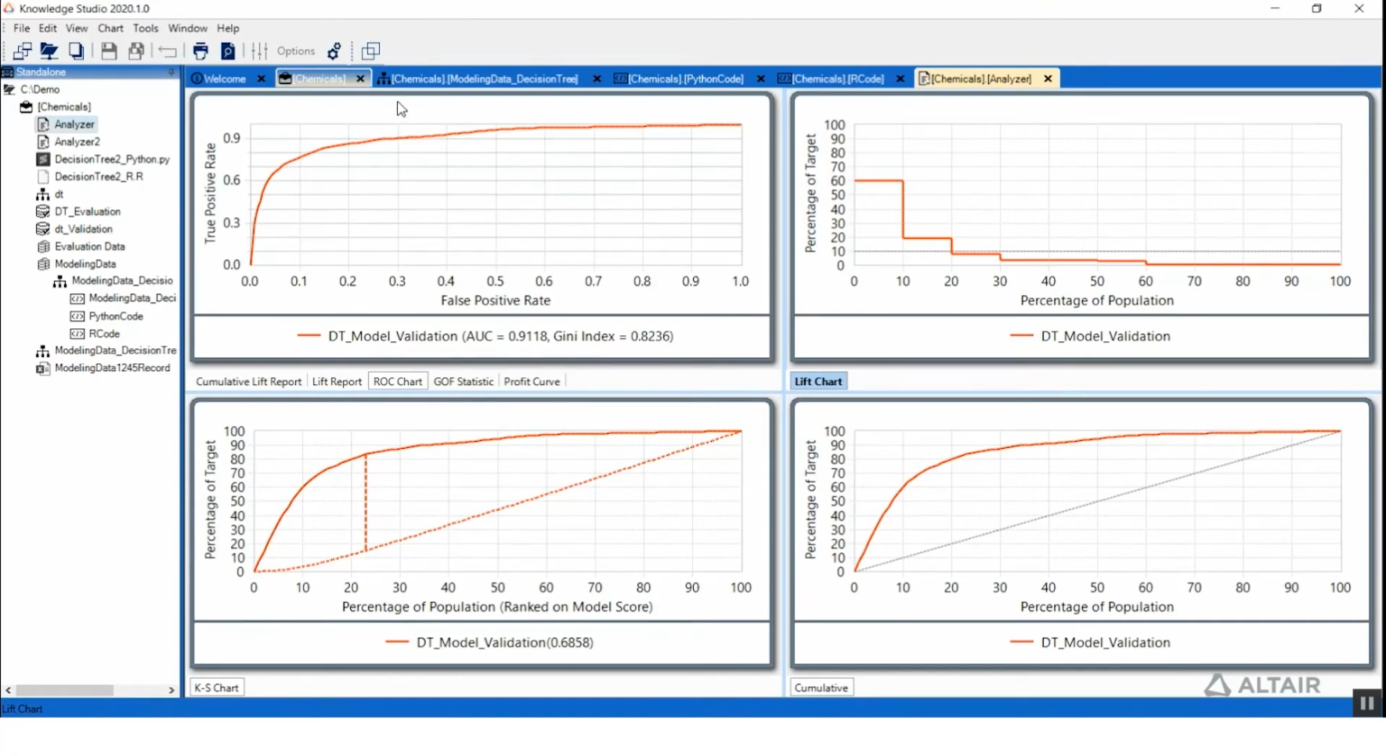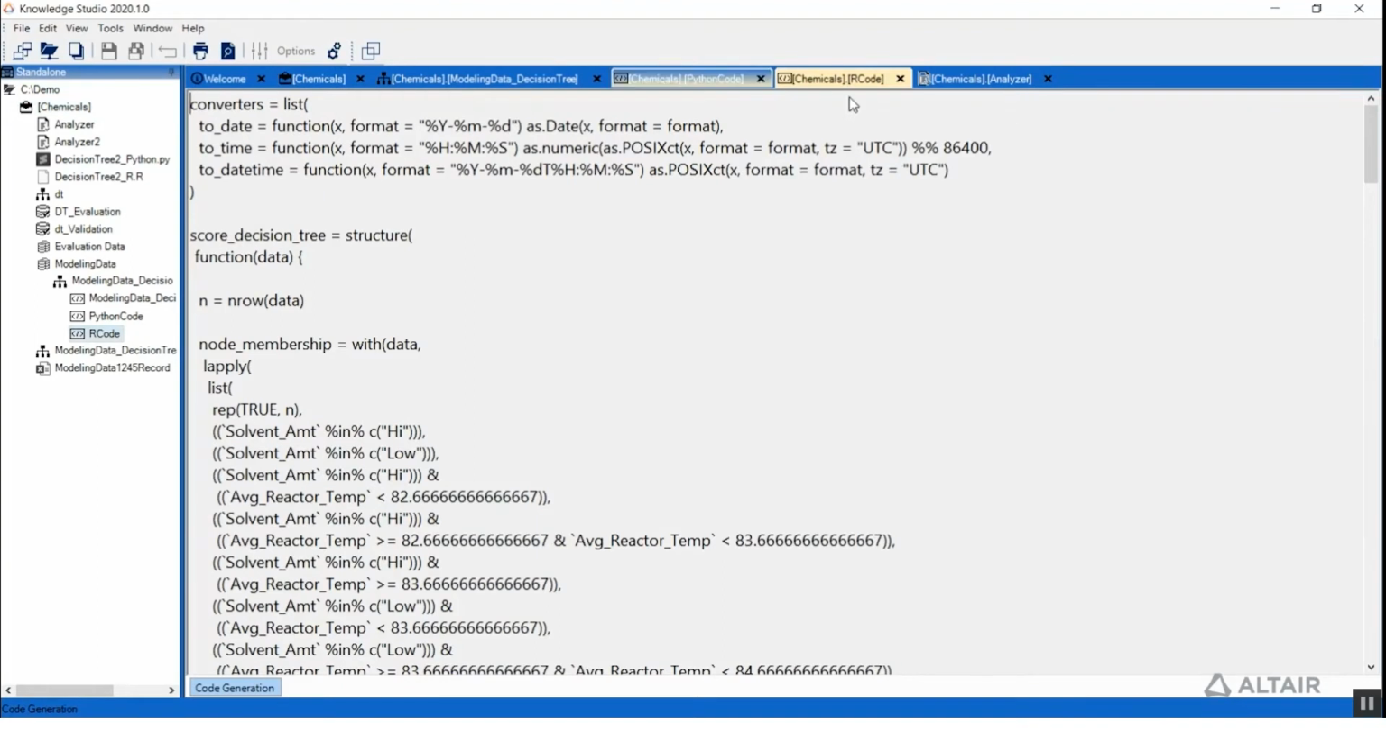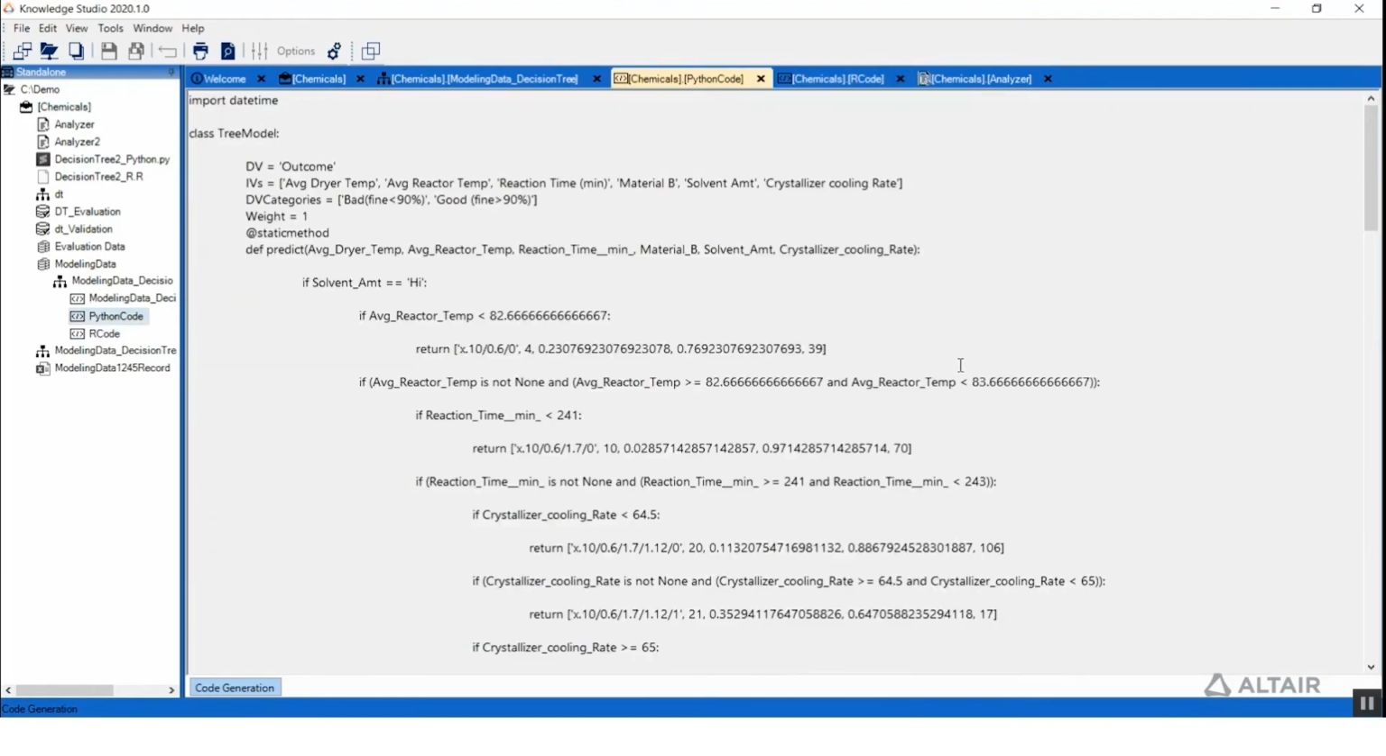Once we're happy with the performance of our model, it's not enough to just leave it inside Knowledge Studio. We need to be able to export it out to Panopticon in order to deploy it. So here I've created both R code as an example, as well as Python code that can be deployed within Panopticon. I will now hand it over to my colleague Ludwig, who will take us through the process of deploying and monitoring the model within Panopticon.